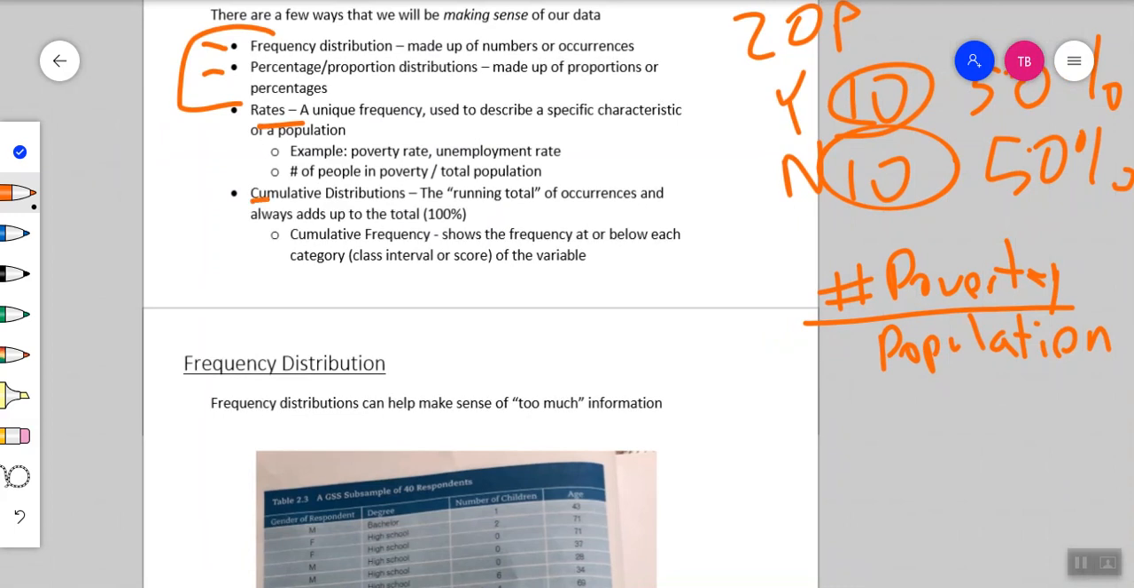And the final thing is cumulative distributions. Basically, it's the same idea as the frequency tables, only it gives you a running total.